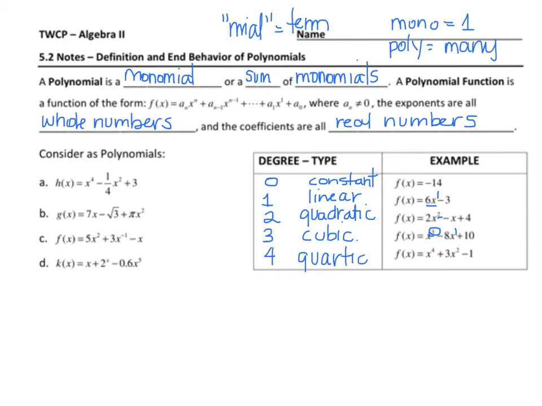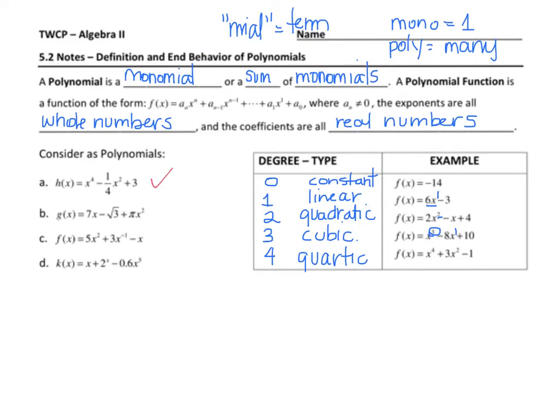Okay, so let's just real quick look at some different groups of terms and determine whether or not each meets our definition of polynomial. Okay, so in A, all of my exponents are whole numbers, all of my coefficients are real. So yes, this would be a polynomial.